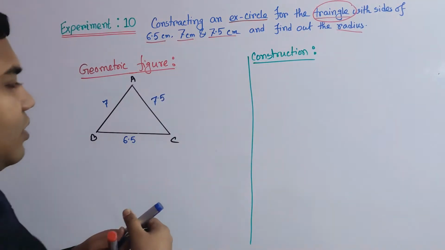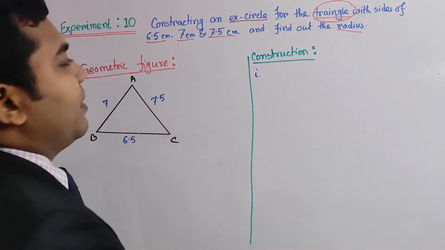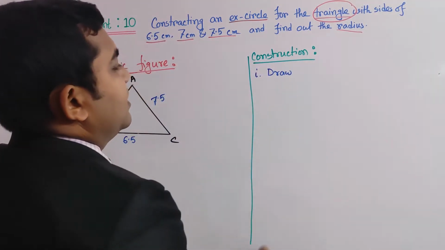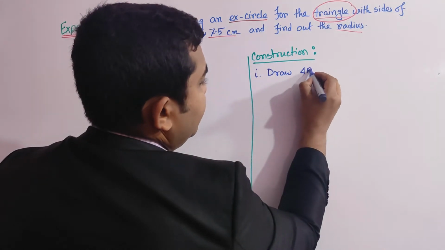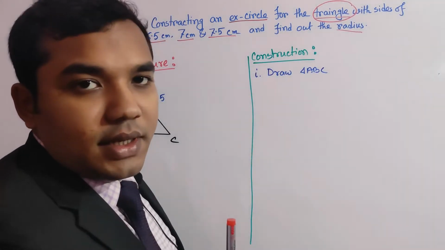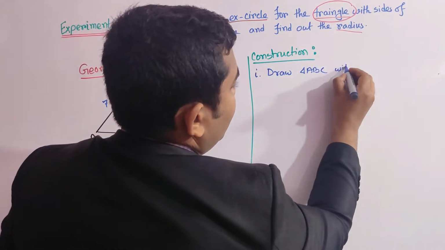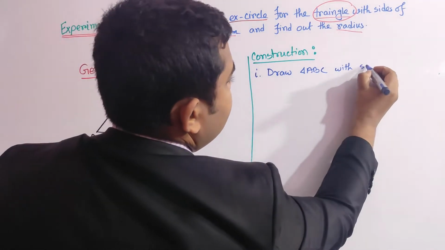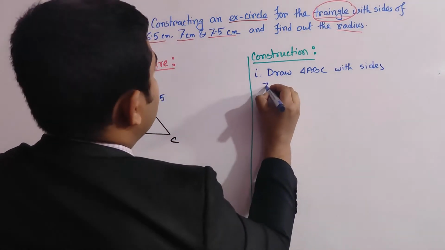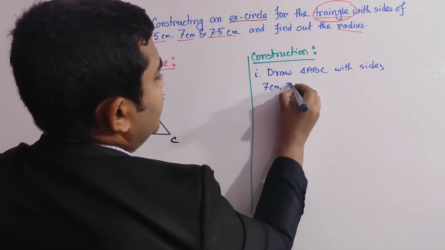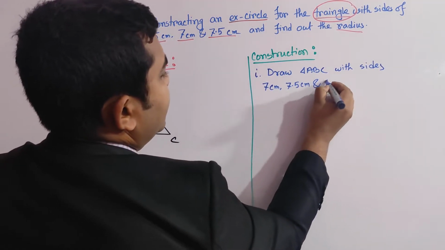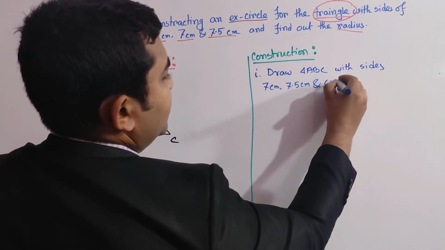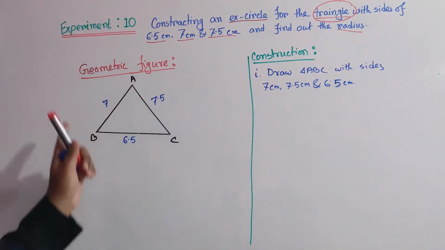Since we have drawn it, we have to write here what we have done, that is, we have drawn the triangle ABC with the help of these three sides, having sides 7 centimeter, 7.5 centimeter and 6.5 centimeter. So we have drawn it first.